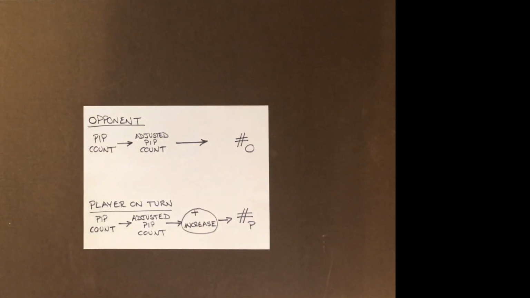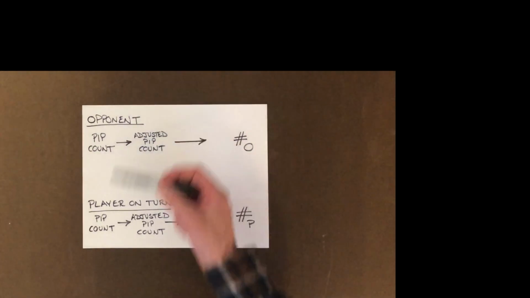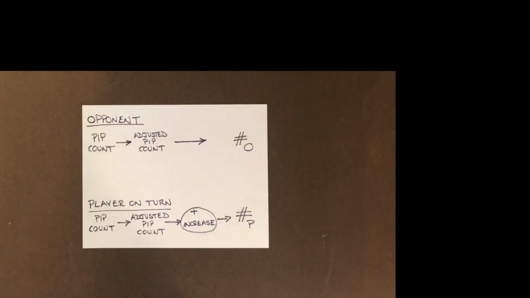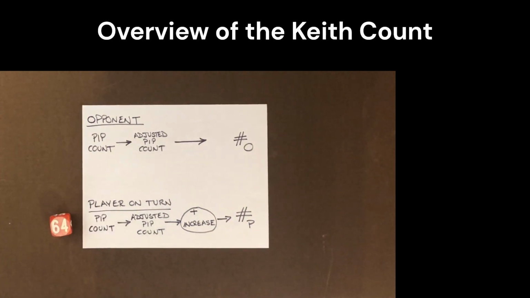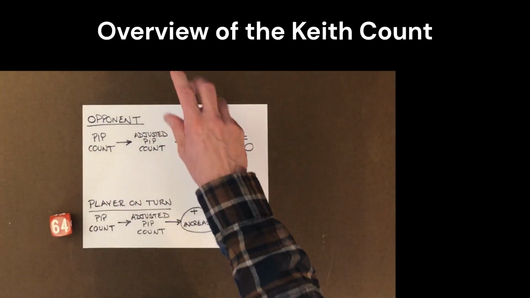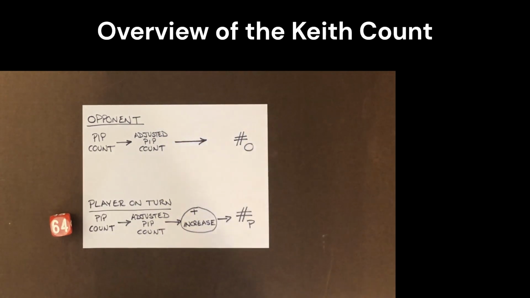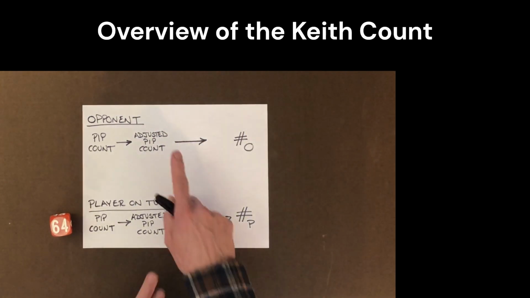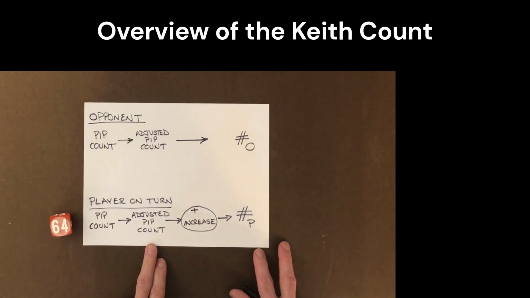So here's how we use the Keith count. We have our opponent and we have the player on turn. This is the player who's considering the cube. For the opponent, we do the pip count and then we adjust that pip count. And this adjustment, these are penalties for having gaps and stacks on the wrong points. That gives us a new number for the opponent.